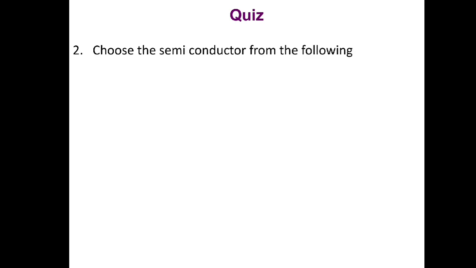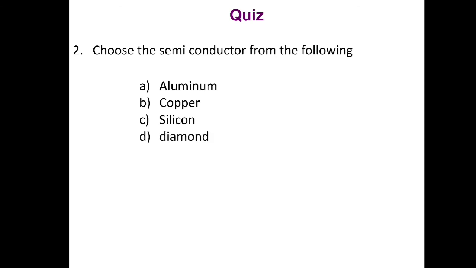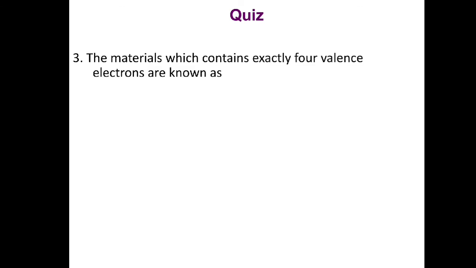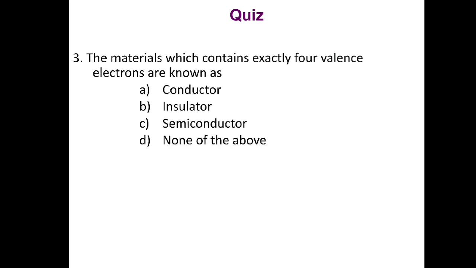Choose the semiconductor from the following: aluminum, copper, silicon, diamond. The semiconductor is silicon, whose valence electron count is exactly equal to 4. The material which contains exactly 4 valence electrons is known, obviously, as a semiconductor.